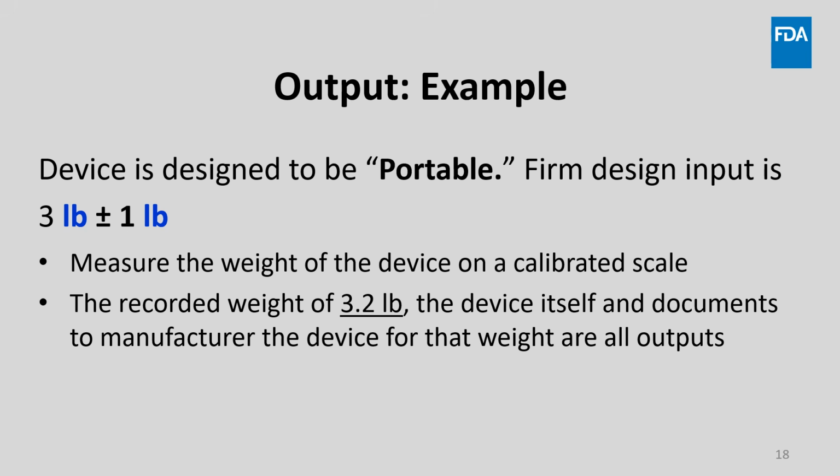Continuing with our example of portable, the approved specification from the input as 3 pounds plus or minus 1 pound is weighed on a calibrated scale. The design output is the specification meeting the input requirements, as confirmed during the verification of weighing it on the scale. The approved specification, the finished device itself, the records, and documents for the device and how to manufacture it to specification are all design outputs.